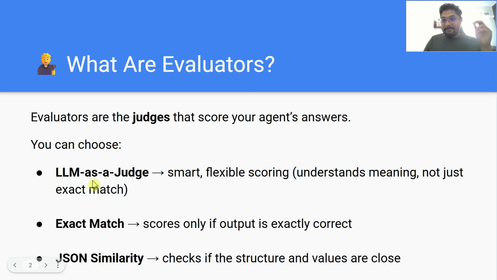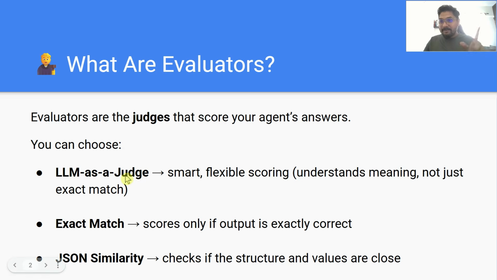This is the default judge in the agent builder. LLM as a judge is the default judge. So you can have this as your judge to evaluate what the agent has done, whether it was right or wrong. It will give some scores to it. And the next one is exact match. Scores only if output is exactly correct. The sentence and wordings and everything has to be correct. Then only it will give a score. Otherwise, it will fail it. JSON similarity checks if the structure and values are close. These are the three different ways.